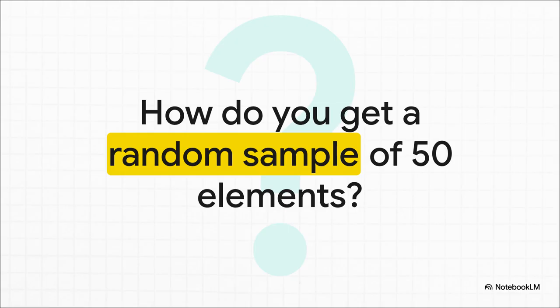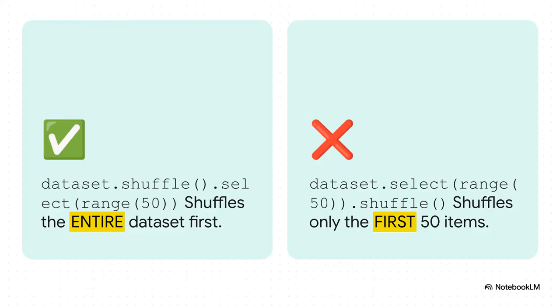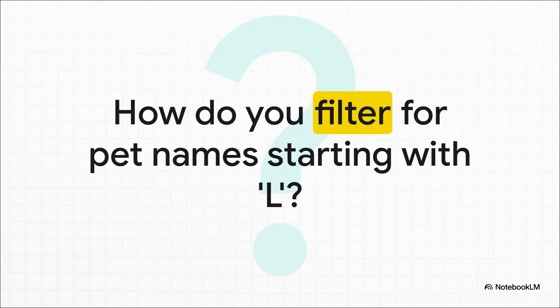Okay, data's loaded. Now you need a small, random sample, maybe just to take a quick look. How do you grab 50 truly random elements? Now, pay close attention here, because the order you do things in is everything. So here's the crucial difference. You have to shuffle before you select. It makes sense when you think about it, right? If you select the first 50 items and then shuffle, you're just reordering the same 50 items you started with. To get a truly random sample from the whole data set, you gotta shuffle the entire deck of cards first, then deal yourself 50.